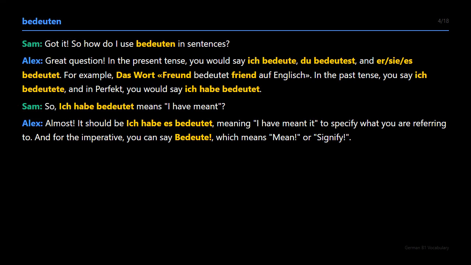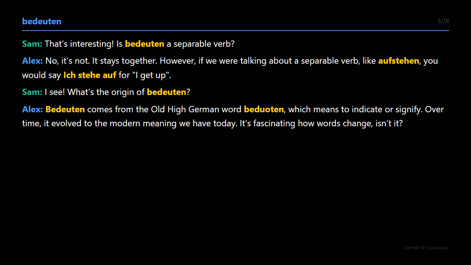That's interesting. Is bedeuten a separable verb? No, it's not. It stays together. However, if we were talking about a separable verb, like aufstehen, you would say, ich stehe auf, for I get up.